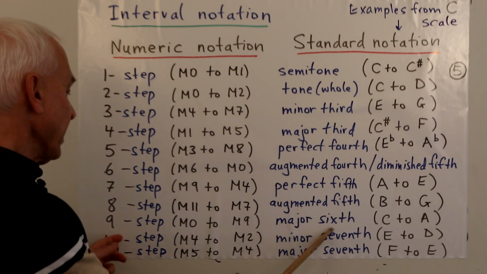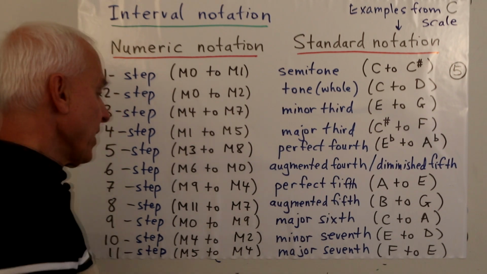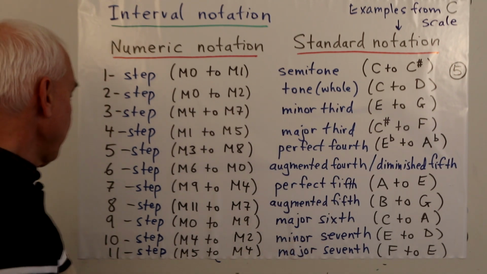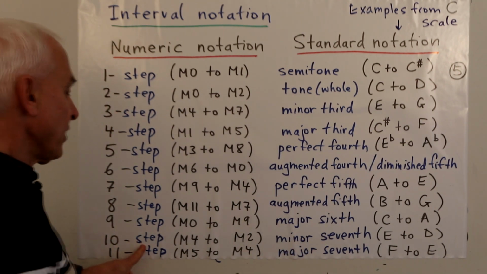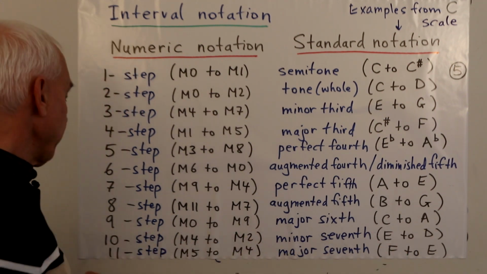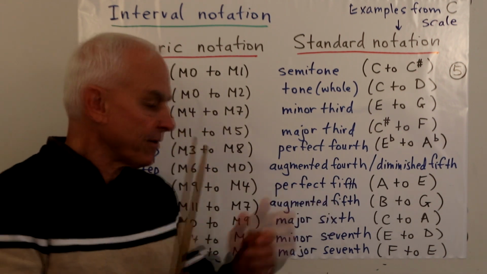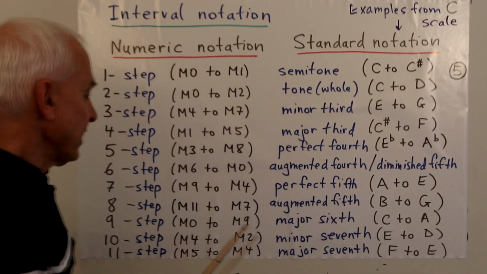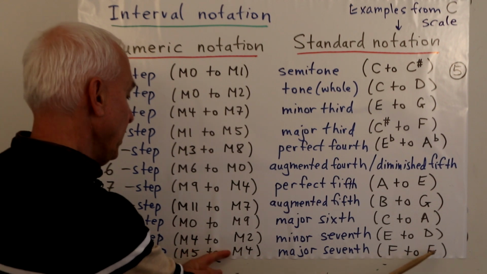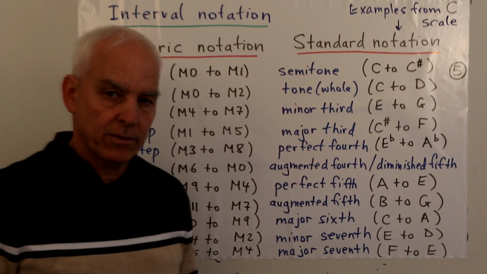A major sixth, that's a 9-step, okay, going from C to A. An example of a minor seventh, that's like a 10-step, going from E to D. And a major seventh, that's an 11-step, just one less than an octave, okay, major seventh. That would be F to E. So these are the standard names for these intervals, okay?